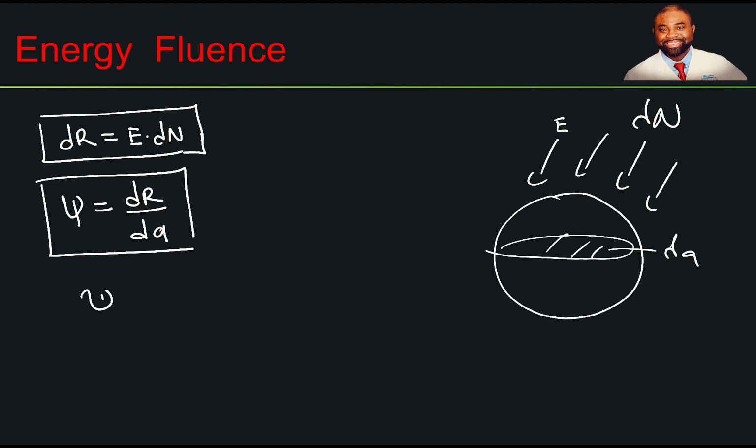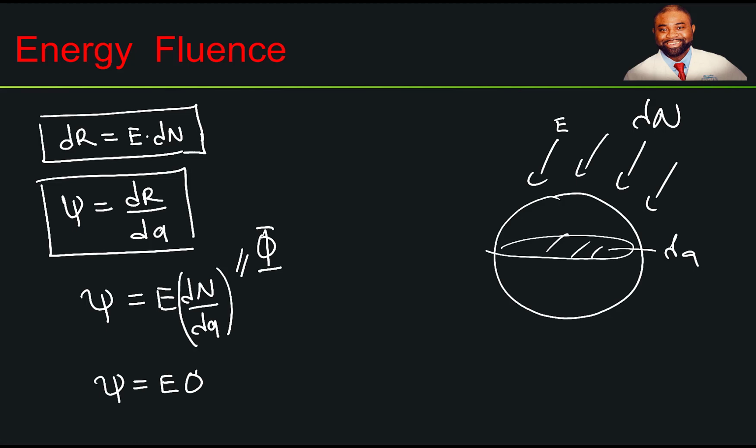In other words, the energy fluence phi will be equal to E dN divided by dA. But what do we know? We know that dN over dA is simply the particle fluence. This would mean that the energy fluence is just going to be equal to E multiplied by the particle fluence. Keep this in mind. This equation is very important. We are going to use this equation pretty soon.